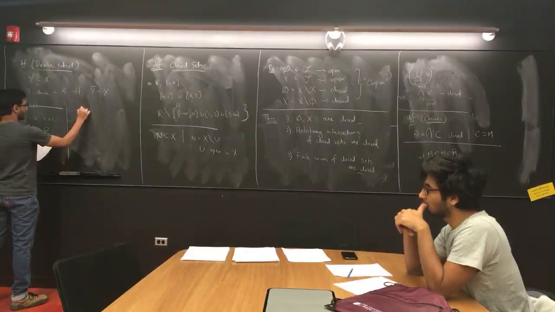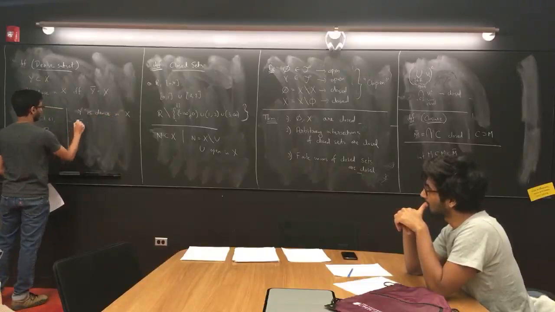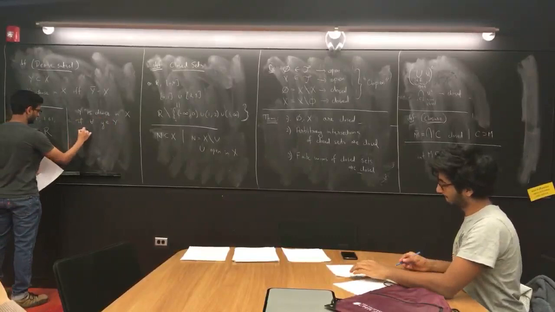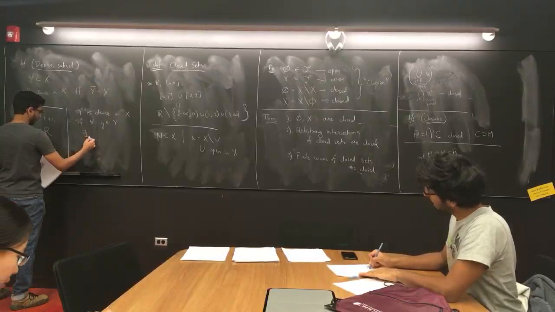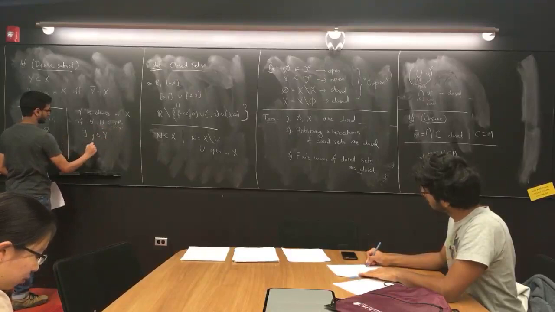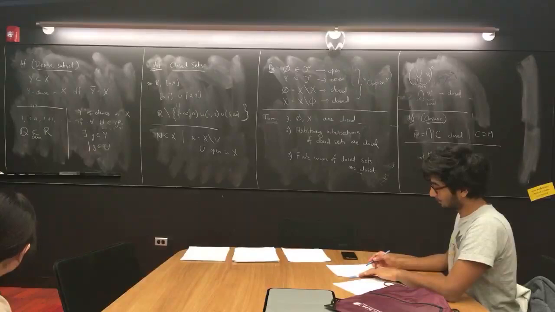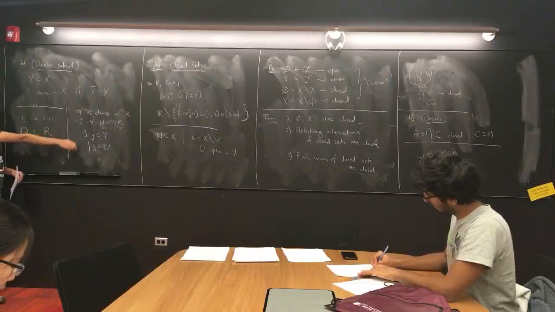Y is dense in X if for all open sets in the topology on X, there exists a point little y in Y that is included in it. So I can take any open interval on the real line, or any open set on the real line, and it'll include a rational number. That's the alternate equivalent definition of this.